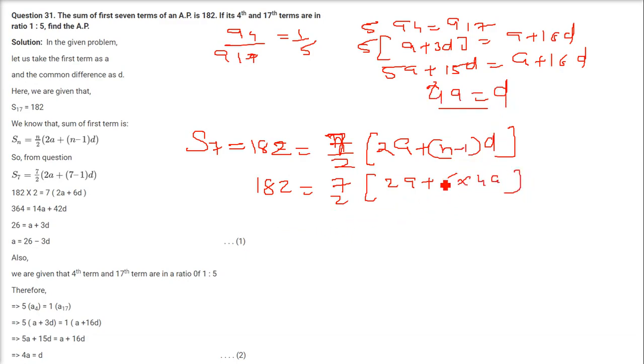So what do you get? This 2a is 2a, and this is 6 4s are 24, so 24a. 24 plus 2 is 26. So what do you get? 182 into 2 by 7. I'm taking 2 here, 7 here, and this is 26. So I'm bringing it down.